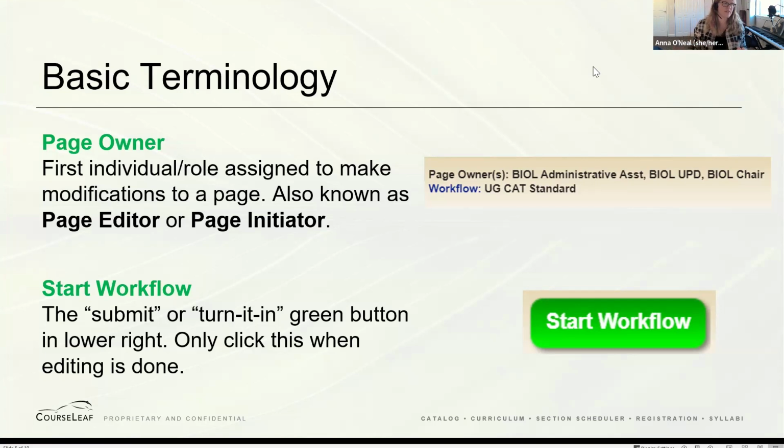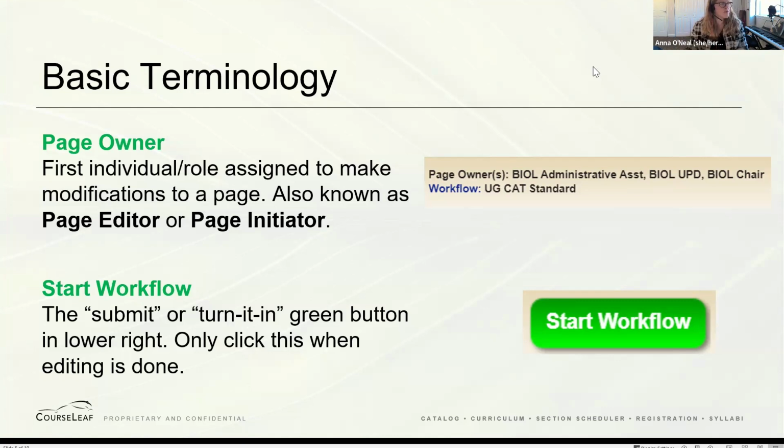So you might have a role in the system. My example here is Biol Administrative Assistant or the Biology Unit Department something something or the Biology Chair. Those are different roles in the system that give you different access to different pages to update only the pages you should have access to. And then an approver is someone who approves those changes that are made by those owners.